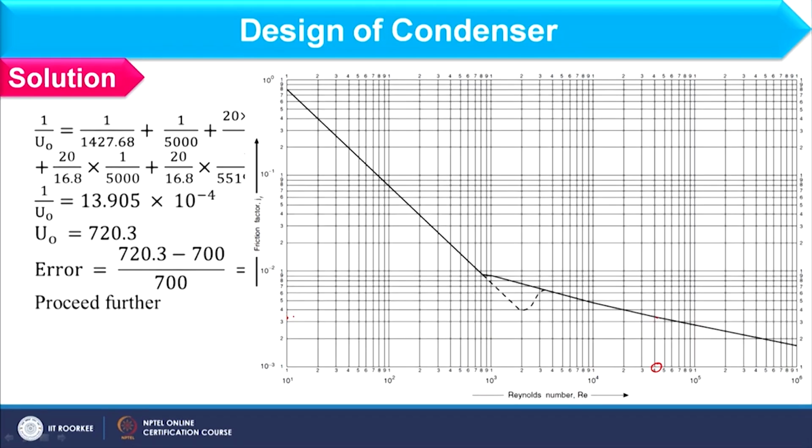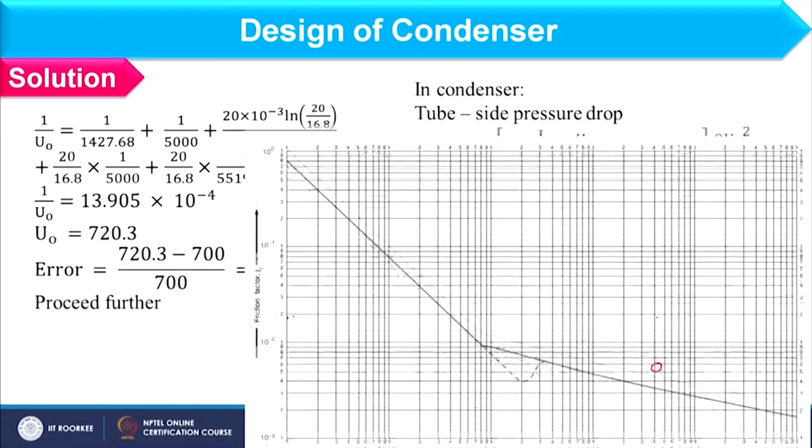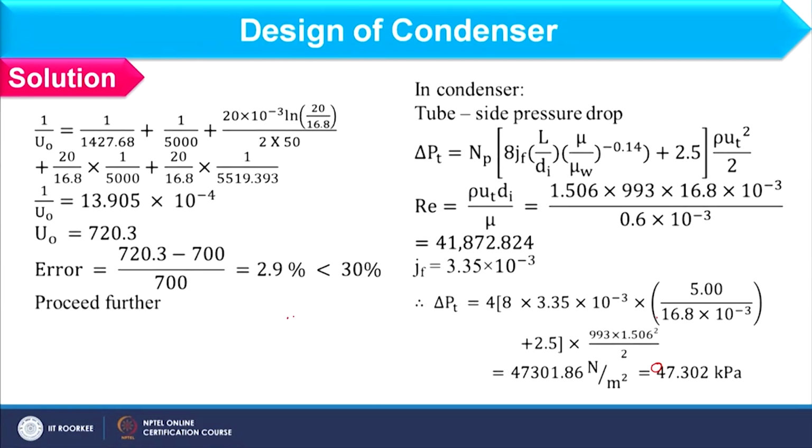Okay. So, it means it will be around here. Okay. So, the value should be slightly lesser than 3.5. So, we have considered 3.35 into 10 power minus 3 as Jf value. Considering all these parameters you can find out pressure drop in tube side where complete length of the tube is considered, because total length will give the pressure drop. Okay.